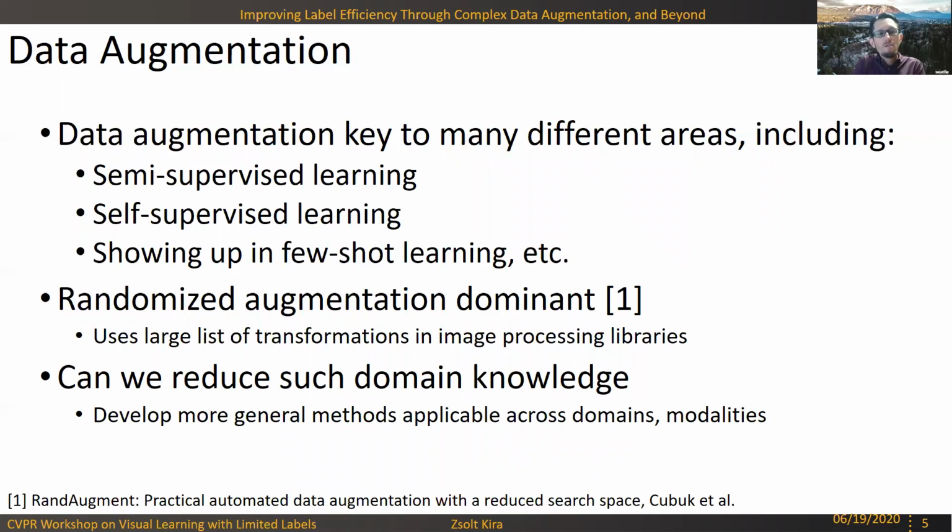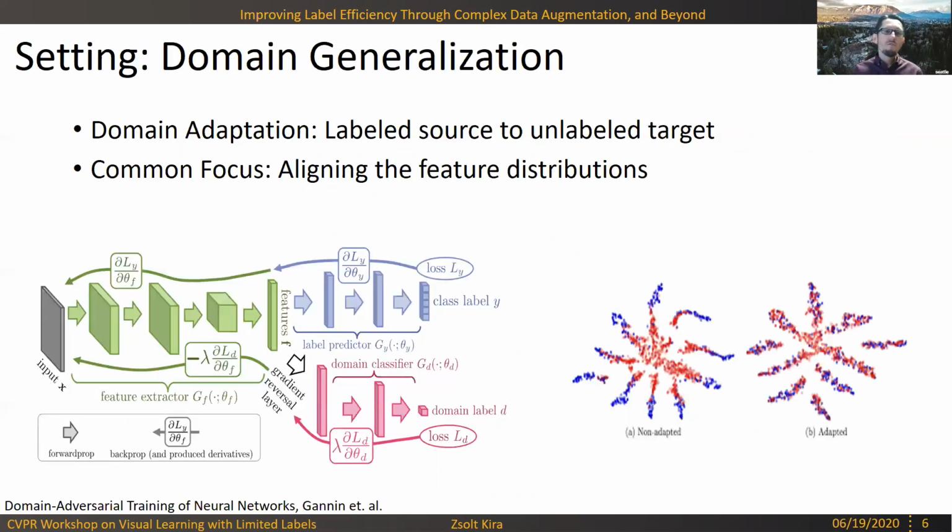What we've been looking at is how we can reduce this domain knowledge and have methods that can work across various domains and modalities. What we want to do is automatically learn different types of data augmentations by leveraging deep learning, various features of deep neural networks. The first method that I'll talk about is in the setting of domain generalization.